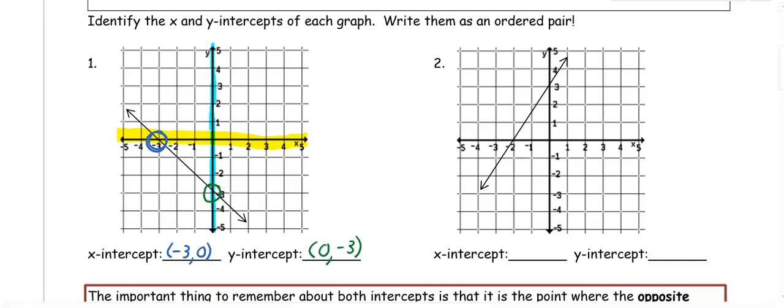So let's try one more example. So in number 2, the x-coordinate is where we cross the x-axis. And we're crossing here at -2. So the x-intercept is -2, and the y-coordinate for that will be 0 then. Then for the y-intercept, it's where it crosses the y-axis, which is up here at 3. So our x-coordinate is going to be 0, and the y-coordinate is going to be 3.